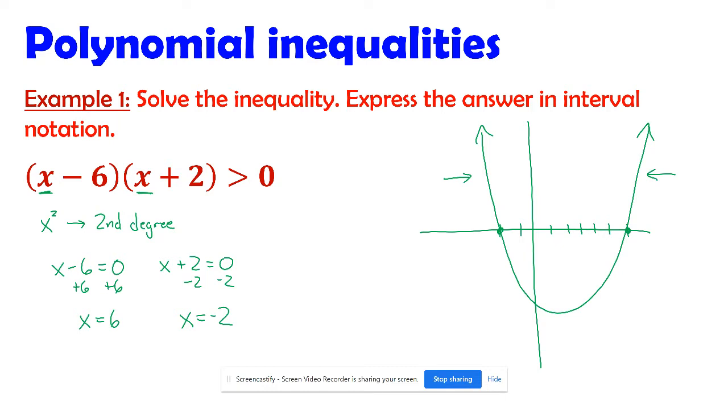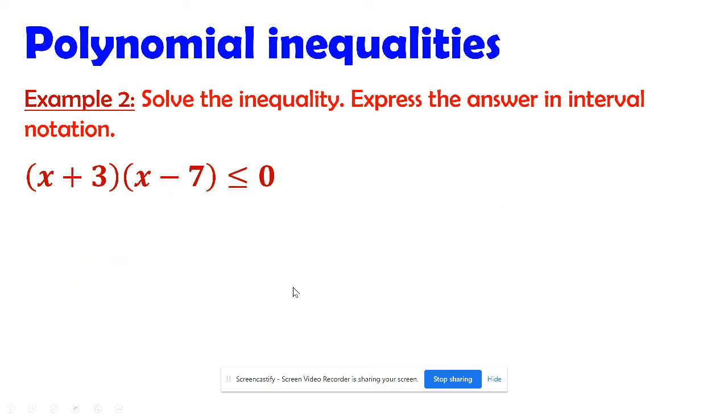So the way we're going to write our answer is we are going to say that x minus 6 times x plus 2 is greater than 0 when we are from negative infinity up to negative 2, and when we are from positive 6 up to infinity. Notice I use all parentheses here because this is just greater than. It's not greater than or equal to. So this is going to be our answer in interval notation.